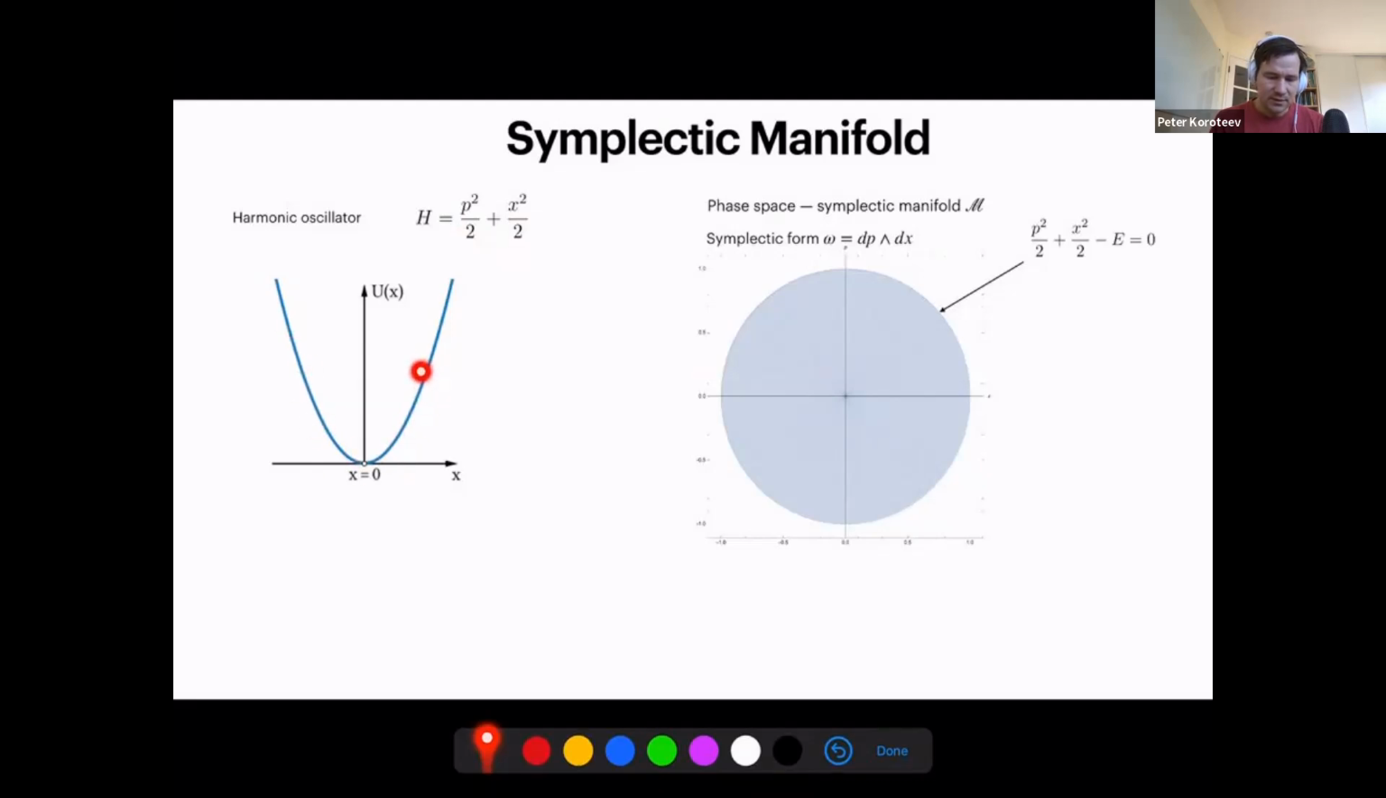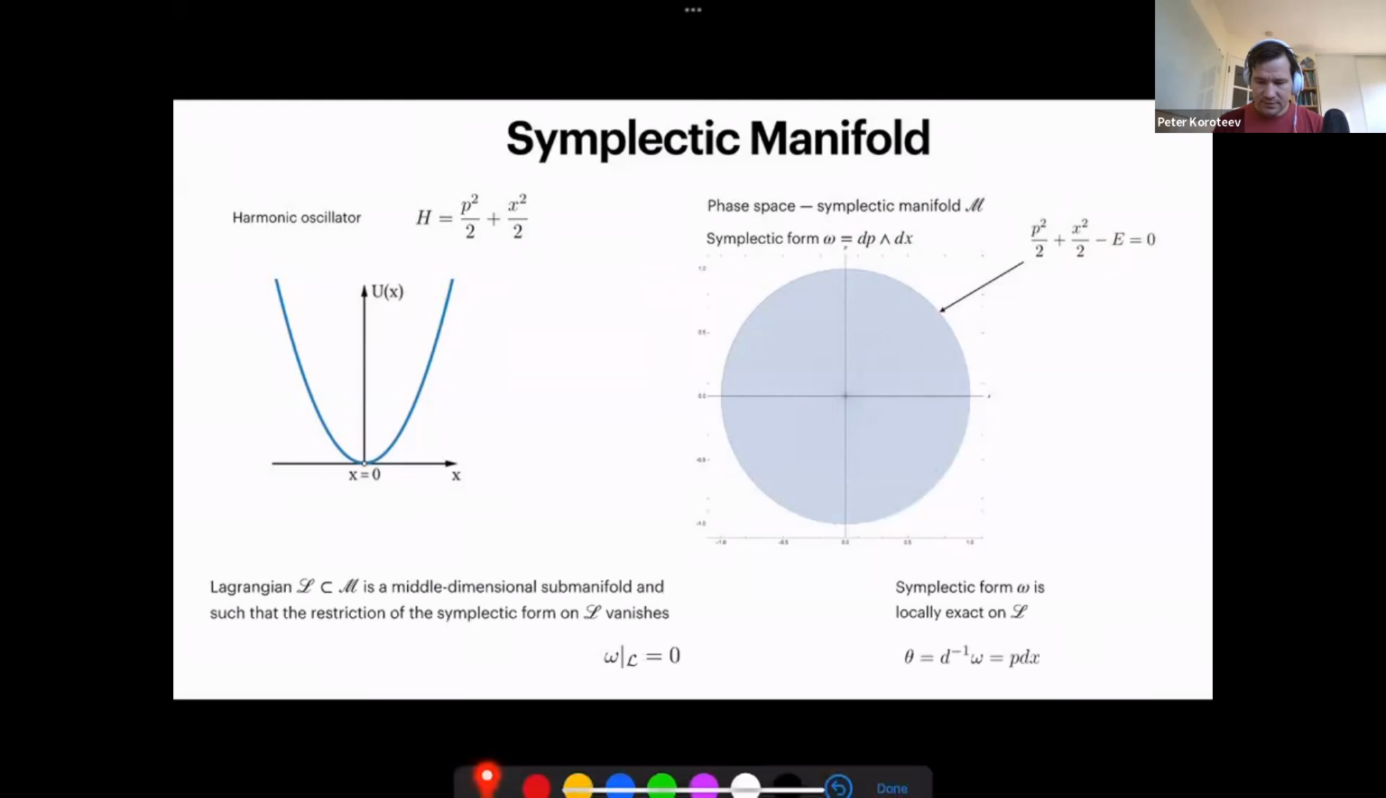So the particle in this quadratic potential would go up and down. When it's up, the potential energy is maximum and kinetic energy is 0. As it goes down, the kinetic energy increases and potential energy decreases. These two components balance each other out, making sure that the total energy is constant. Geometrically, we can illustrate this fact by drawing a circle in the phase space. If you draw in the XP plane, in these coordinates, it will be a circle. The space is a symplectic manifold, in this case two-dimensional, with symplectic form dp dx. And the energy condition is the equation for the circle with radius e, where e is the total energy.